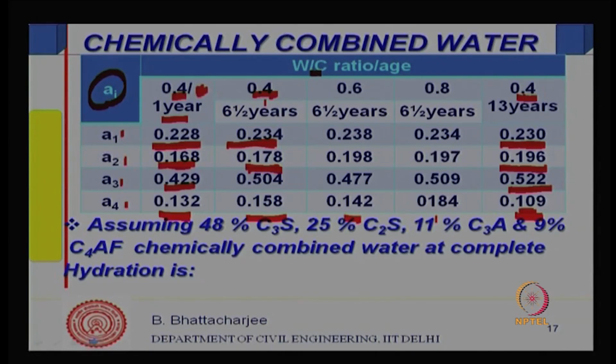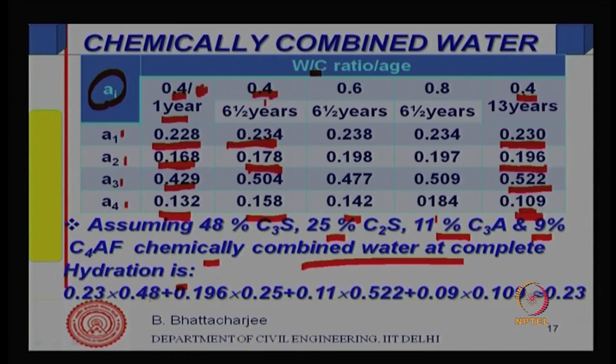Now, supposing I assume 48% C3S, 25% C2S, 11% C3A and 9% C4AF, chemically combined water at complete hydration is given by this formula: 0.23 into 0.48, because 48% is C3S, 0.25 into 0.196, and 11% C3A. Approximately this value comes out to be 0.23.